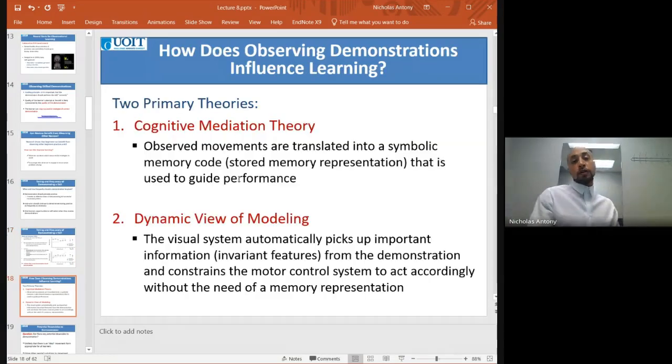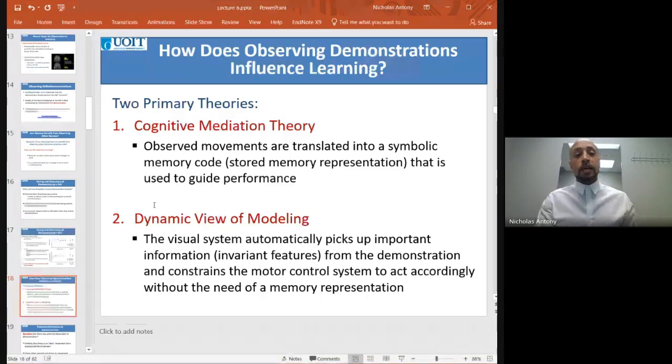And that's what it shows in theory, in these two theories here. So why does observing demonstrations influence learning? There's the cognitive mediation theory, which suggests that by observing movements or the invariant features, it's translated into the memory code. So it suggests that by observing it, it's going to be imprinted when you're learning. It's going to be put together and imprinted into a greater memorization of that motor skill.